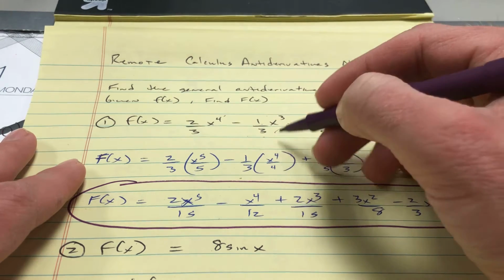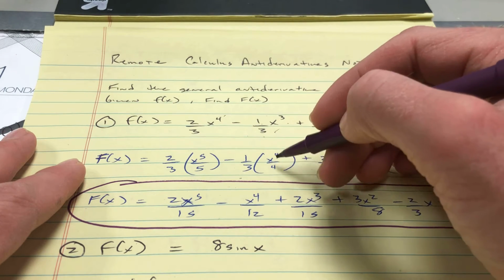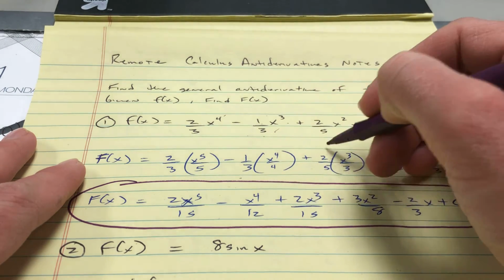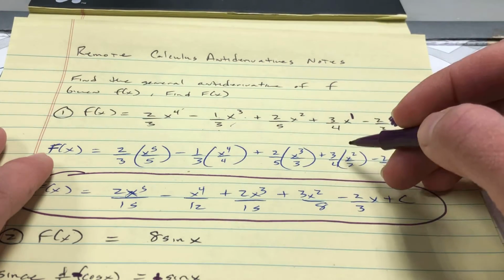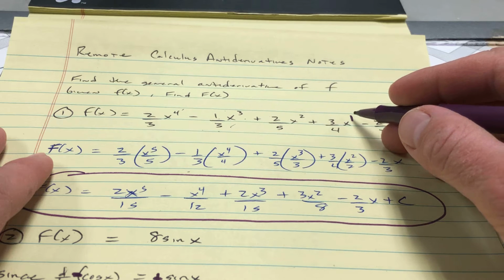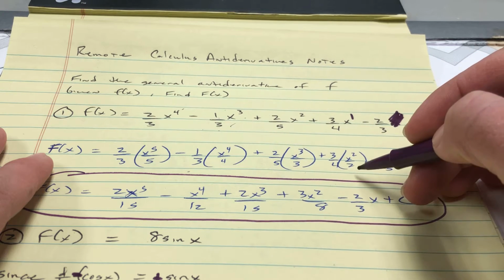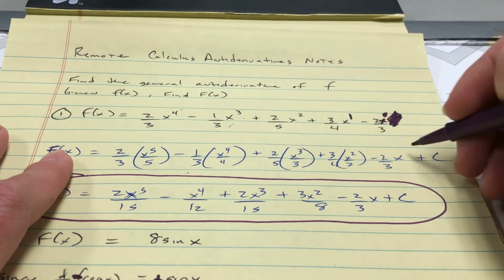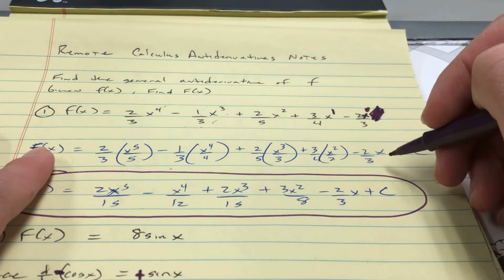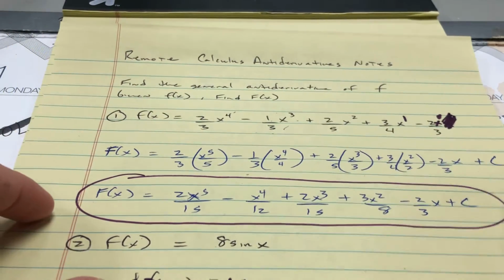Minus 1/3. I'm going to add 1 to that exponent 4, and I'm going to divide by 4. Plus 2/5. I'm going to add 1 to the exponent 2 and divide by 3. Plus, I'm going to add 1 to this exponent. It was x to the 1st, now it's 2. I'm going to divide by 2. Minus, this was really x to the 0. So if I add 1 to it, it's x to the 1st. I'm going to divide by 1, and then plus that constant.